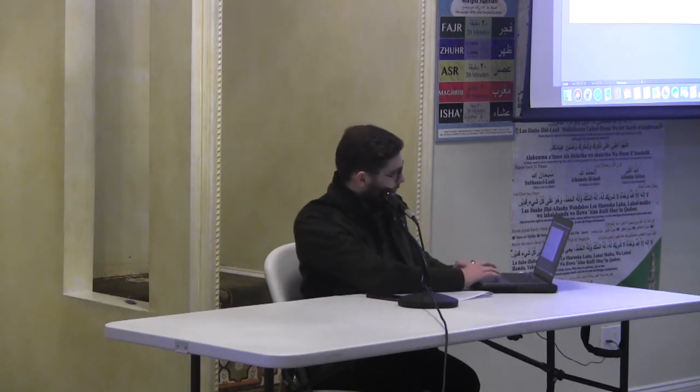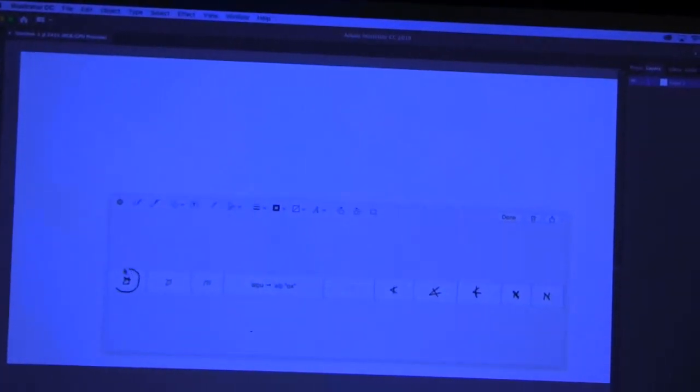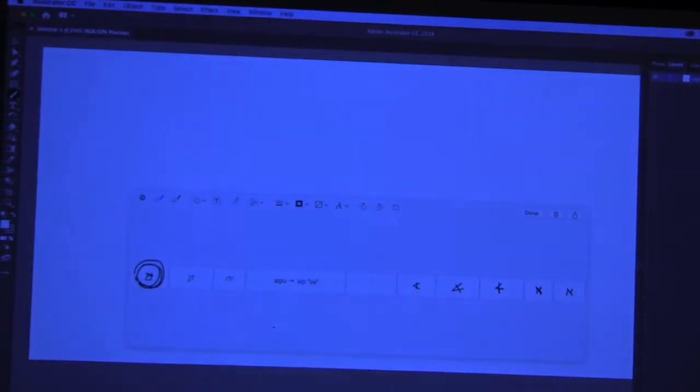So remember when I said Idris عليه السلام هو أول من خط بالقلم. He's the first to write. He established a writing system. Now, if you look at the screen, you can see this. It's a letter, but I presume it's a shape. Is that what it's called in English? This shape, okay?